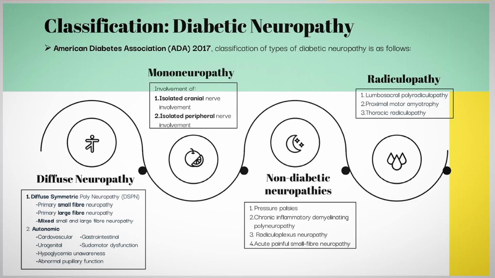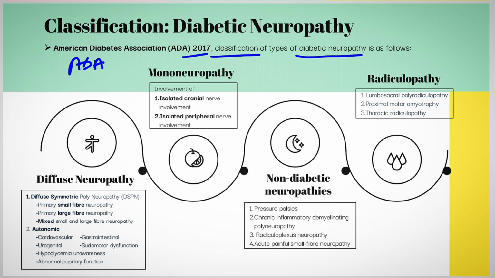Now let's discuss the classification of diabetic neuropathy. The classification of the types of diabetic neuropathy was given by the American Diabetes Association in 2017, and as per this ADA classification 2017, diabetic neuropathy can be broadly divided into four categories: diffuse neuropathy, mononeuropathy, the non-diabetic neuropathies, and the radiculopathy.